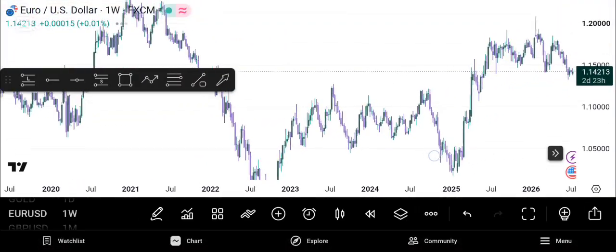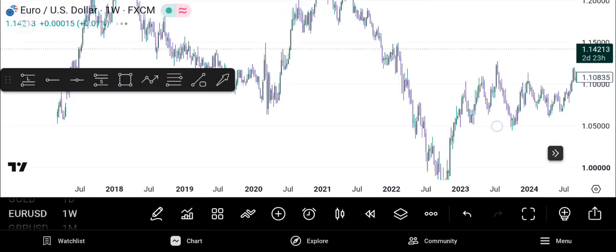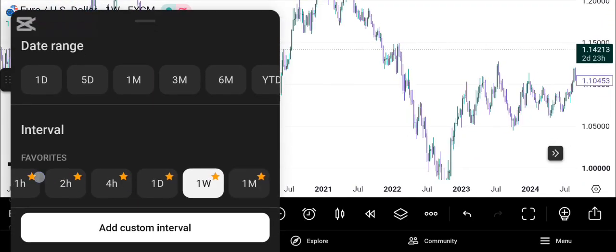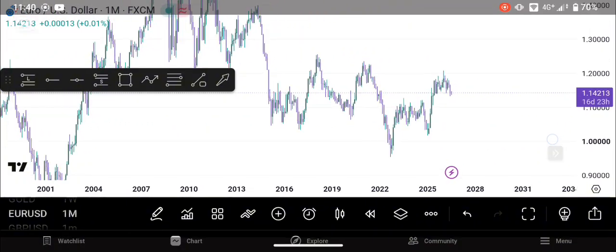So let's analyze Euro USD and see exactly what's happening. I'll be starting from the monthly time frame analyzing Euro USD.